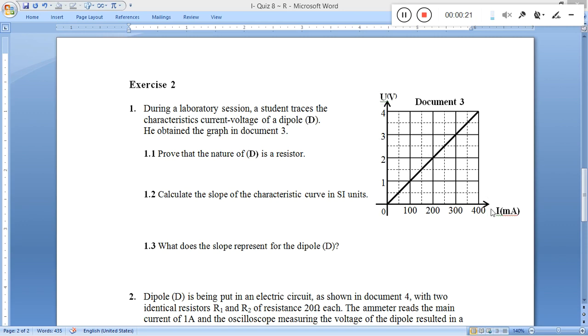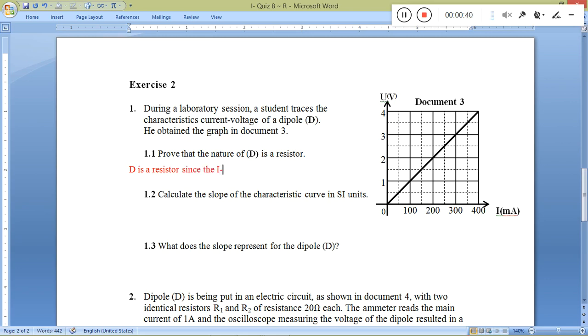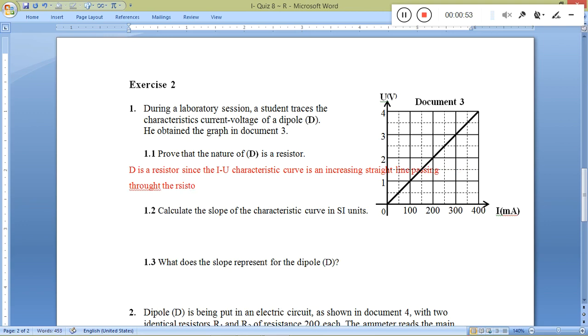So, graphically, whenever we see that the straight line is an increasing straight line passing through the origin, we can say that it is a resistor. So we say that D is a resistor since the UI, or IU, it's the same, characteristic curve is an increasing straight line passing through the origin. Okay.